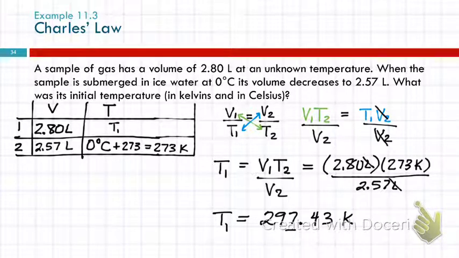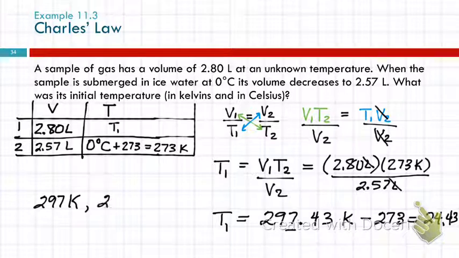So that's the initial temperature in kelvins. It also asked me for Celsius. So to get that into Celsius, I'm going to subtract 273. I'm going to get 24.43. And so my two answers: 297 Kelvin, 24 degrees Celsius.